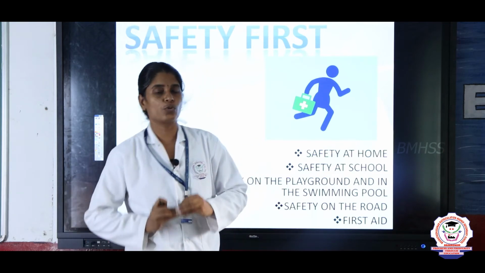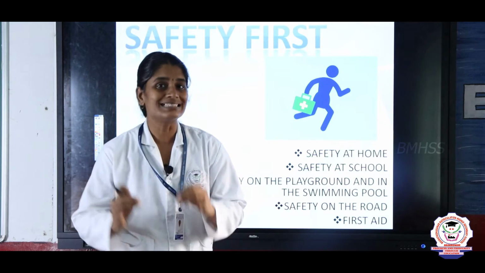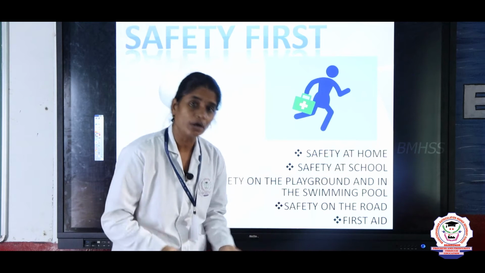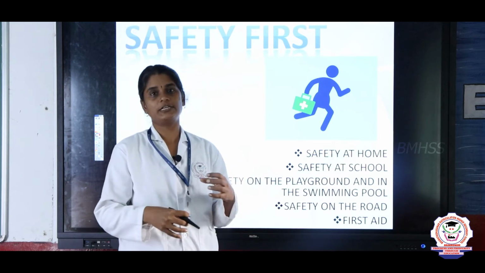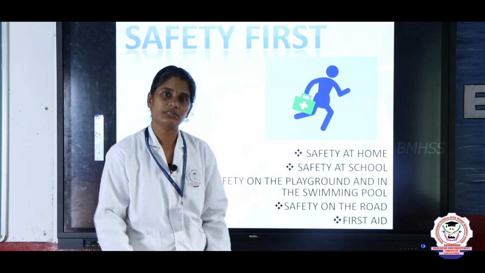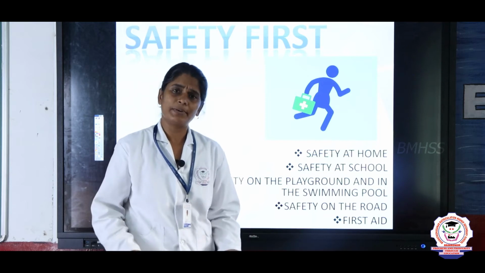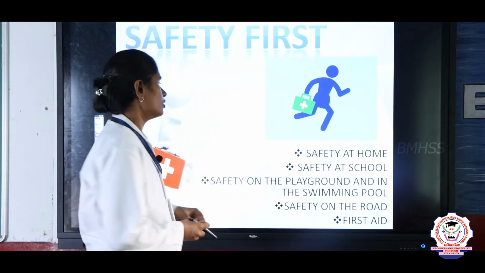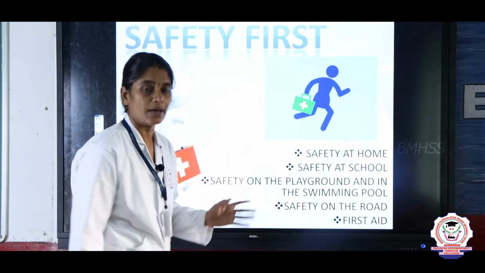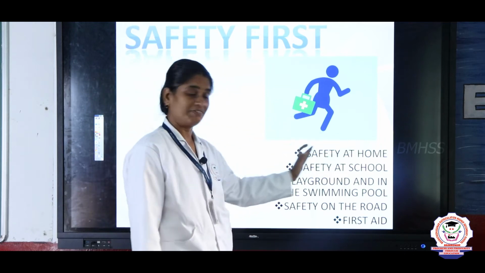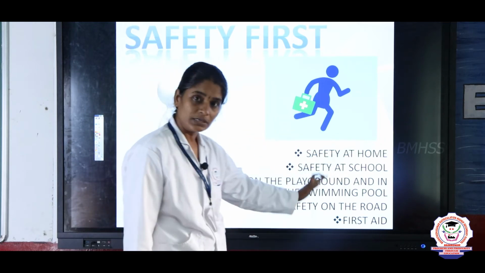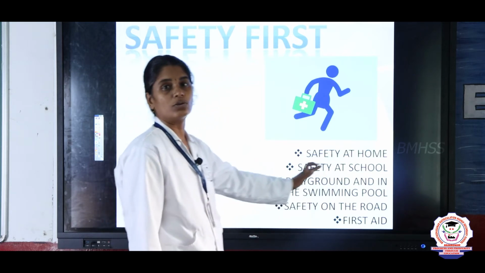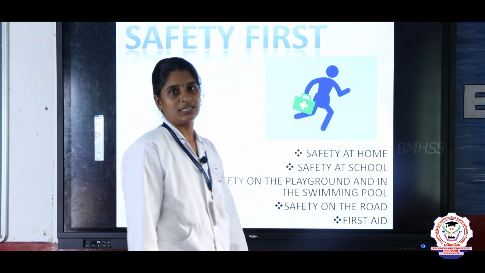Now I am going to tell you a small story about Rohan. Rohan is a small boy and he is running around in his house. Suddenly he fell down, bumped into the furniture and got a wound. So what happened to him? This is called an accident. In this class we are going to see about safety at home, safety at school, safety on the playground and in the swimming pool, safety on the road, and lastly first aid.